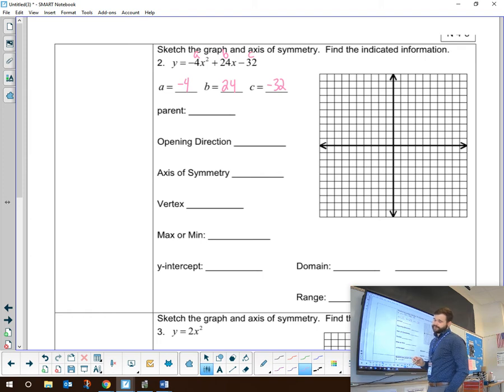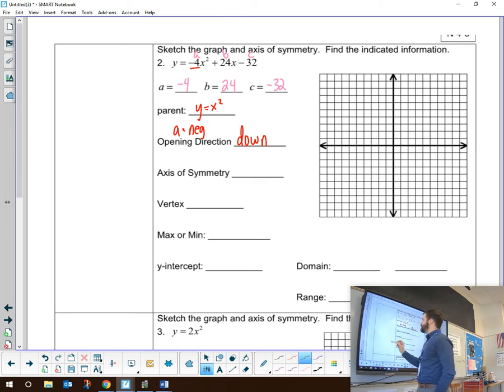My parent function is always just going to be y equals x squared, okay? But now let's take a look at my opening direction. In this case, my opening direction, we look at my A, remember? And in this case, my A is negative. And if your A is negative, our opening direction is going to be downwards. Remember that for later.